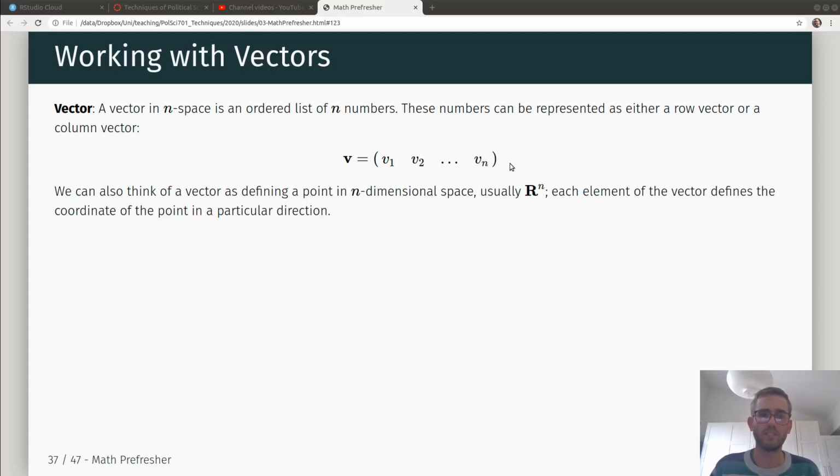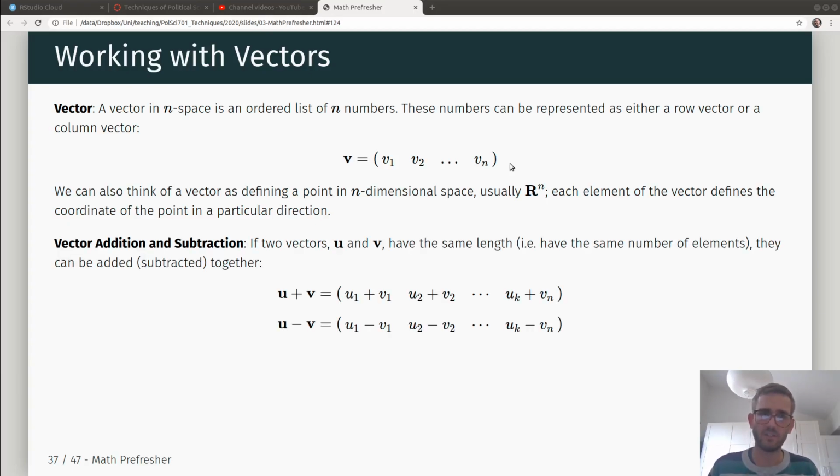We can also think of a vector as defining a point in an n-dimensional space. So usually that would be Rn, so real numbers with n dimensions, and each element of the vector defines the coordinate of the point in a particular direction, right? The simplest way to think about this would be in a two-dimensional space where the first element is the position on the x-axis and the second element is the position on the y-axis, and the vector itself would then be the vector from the origin, so from 0, 0 to whatever point x, y you would have, okay?